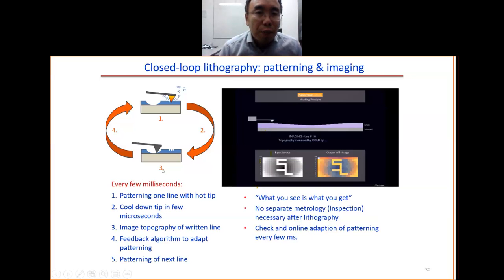Here again is the process. Hot tip, you do the burning. Cold tip, you do the scanning. You do this cycle. So every few milliseconds, we pattern one line with hot tip. Then we cool down the tip in a few microseconds. Then we do the image. On the way back, we do the image of the written line. Because we have the feedback, we can use the feedback to adapt the patterning, to adjust the writing time or the temperature. Maybe not temperature, at least we can adjust the writing time. Then we can pattern the next line.